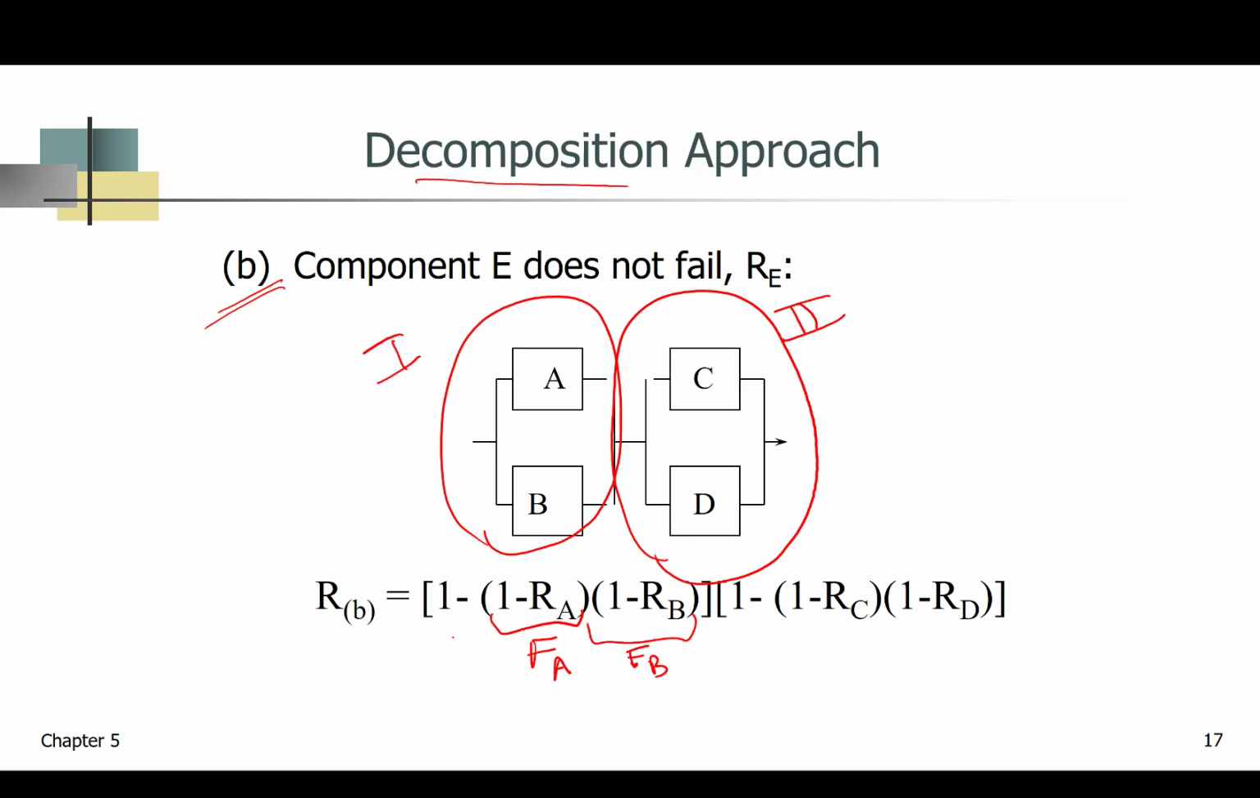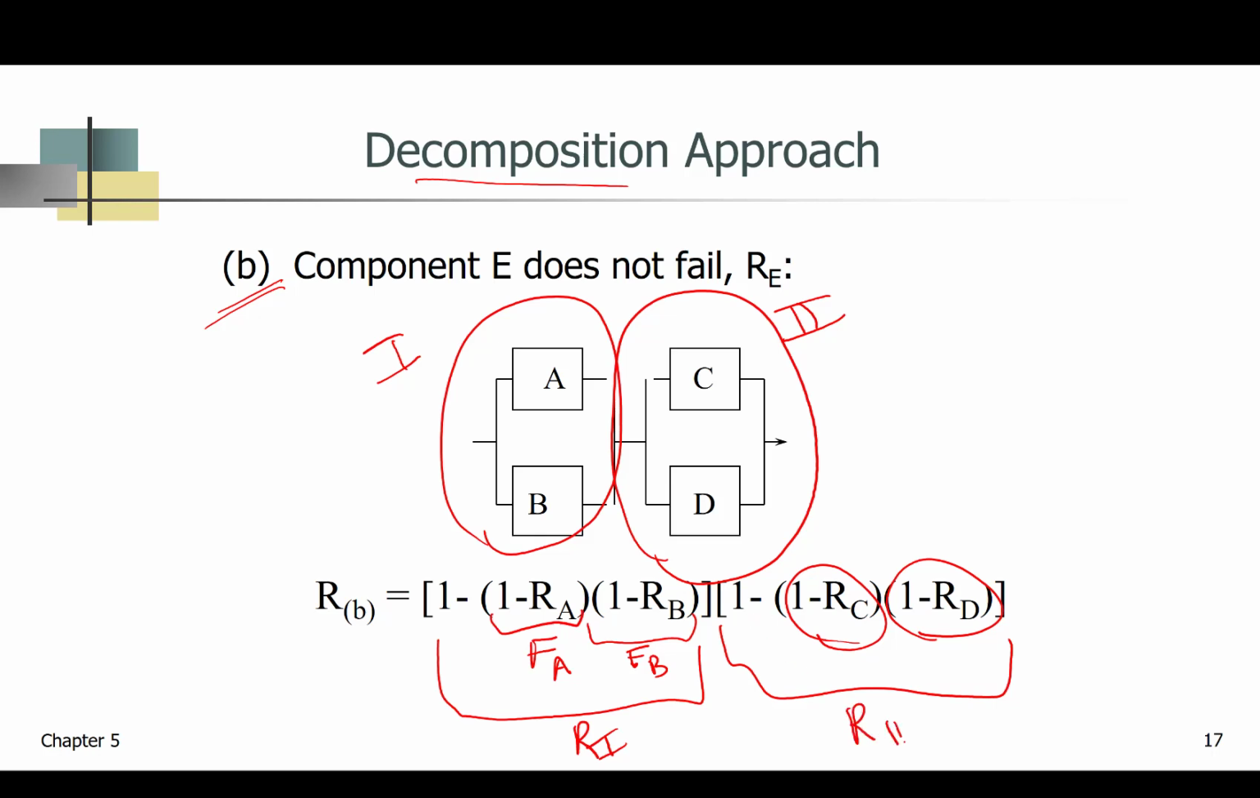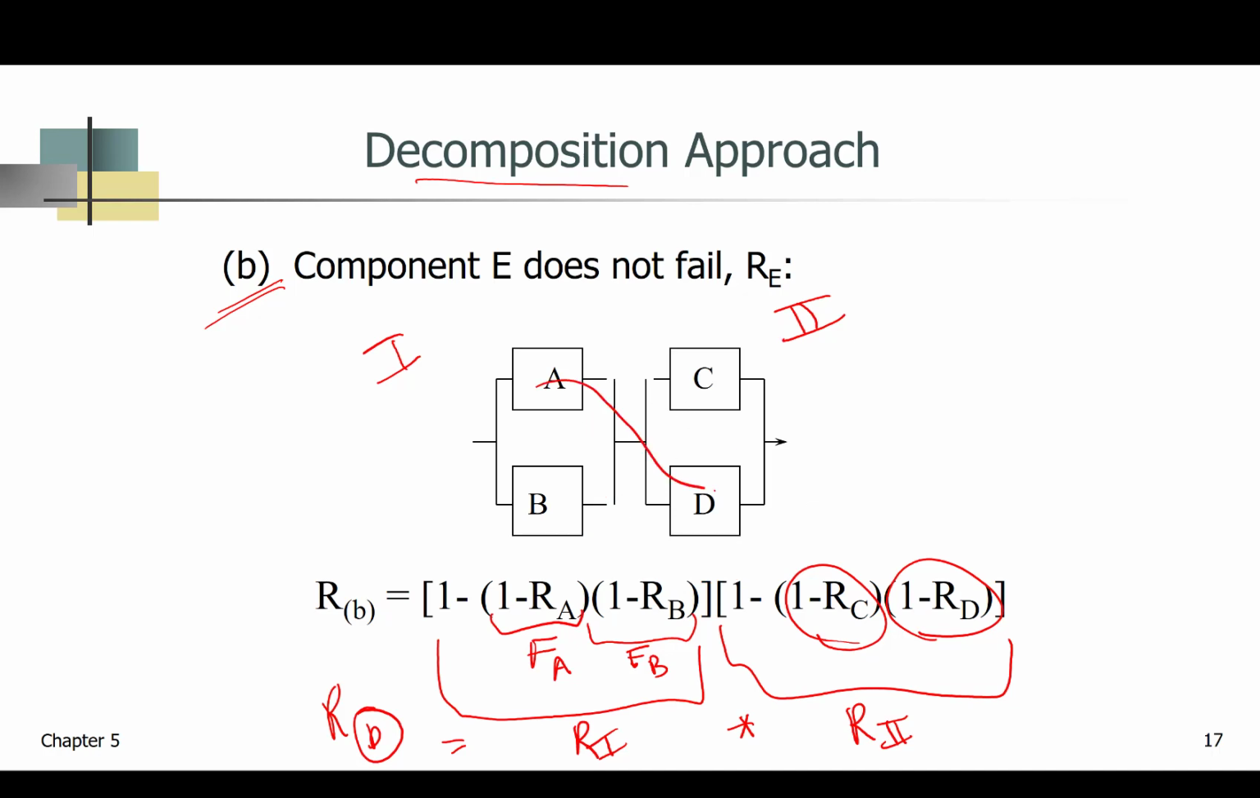The product of them subtracted from 1 gives us reliability for part 1. And then the same thing, here we have failure for C, failure for D, multiplied, subtracted from 1, and that's reliability for the second part. So the product of these two is reliability for scenario B, as we have considered here, and this is where E does not fail. So all of these linkages are there and strong.